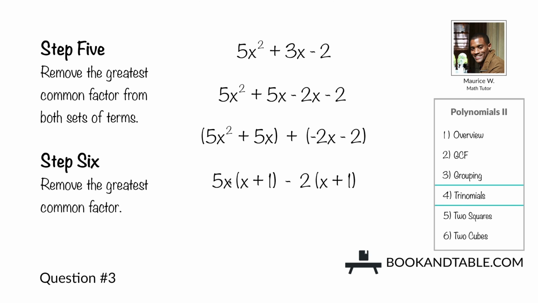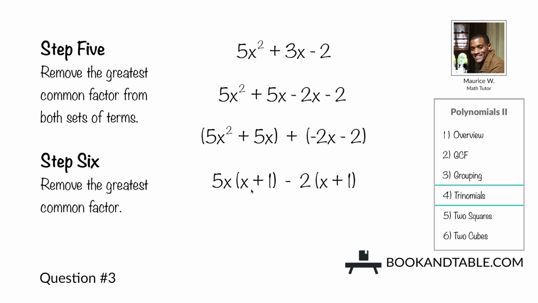X squared divided by x is x. 5x divided by 5x is positive 1. And now the second set of terms, we have a common factor of negative 2 that can be removed. So the second factor is equivalent to negative 2x divided by negative 2, which would just be x. And negative 2 divided by negative 2 is positive 1.